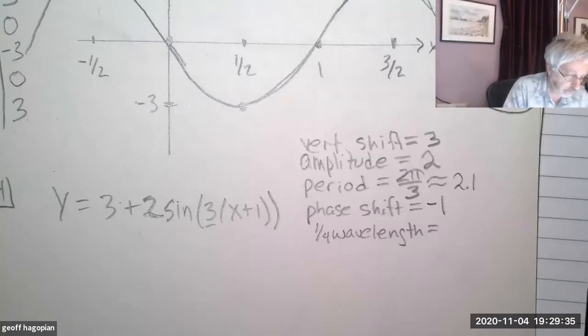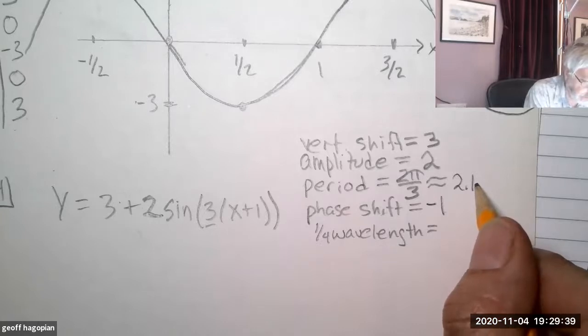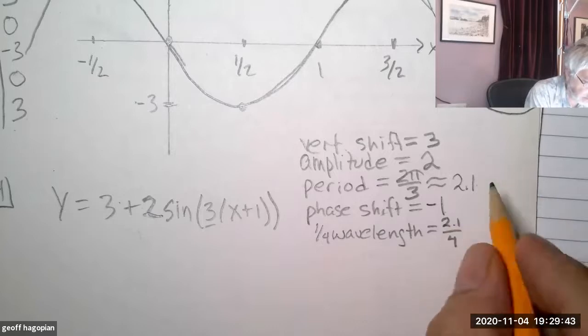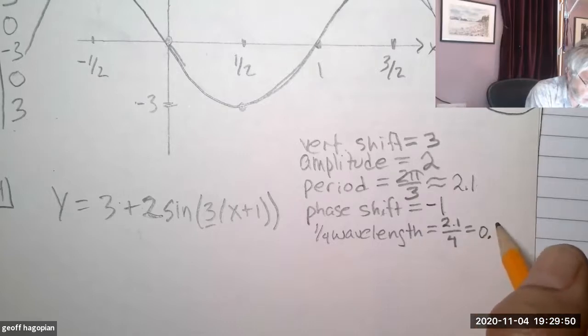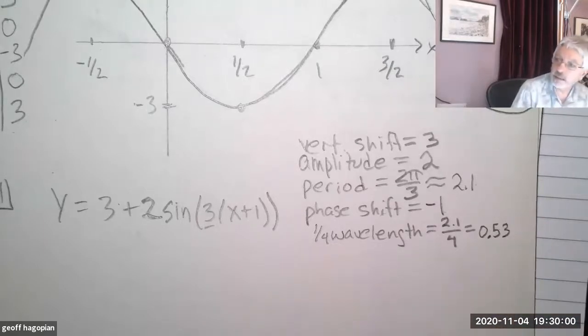So a quarter wavelength is going to be 2.1 divided by 4, approximately, right? Which is 0.5, let's see, 0.53. Can we say that? Rounding off, something like that, right?